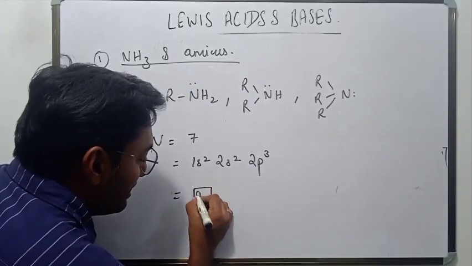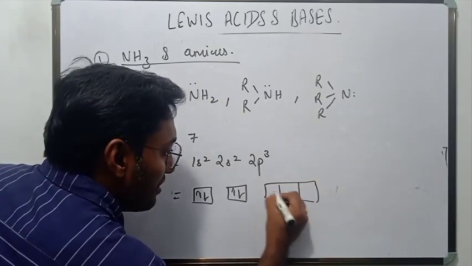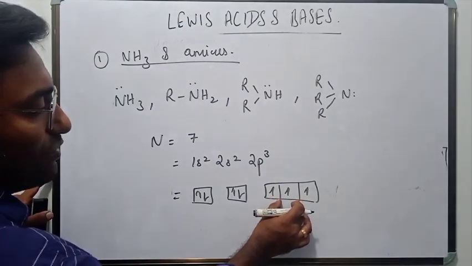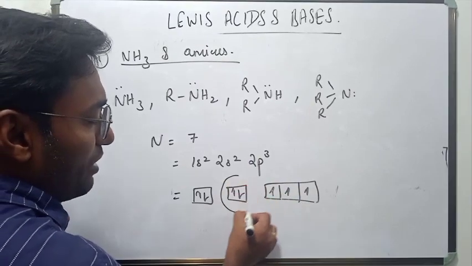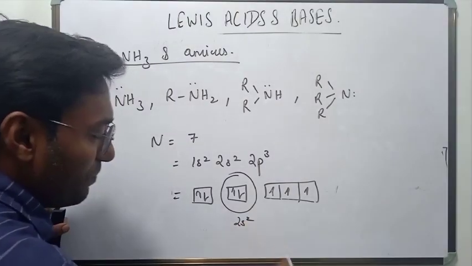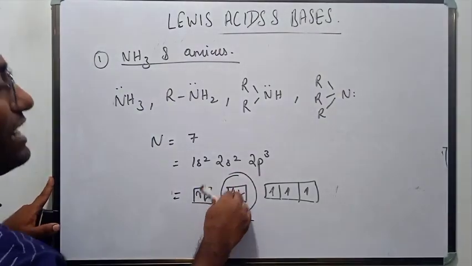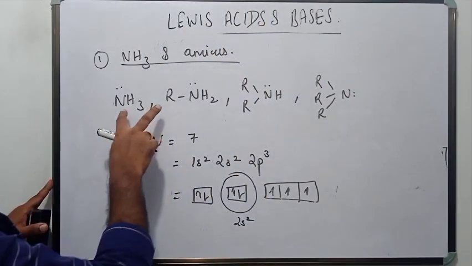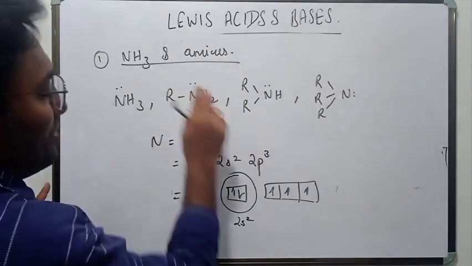Can I draw? Let us draw it and see. This is the 2s orbital. So here we can see that nitrogen has 3 valence electrons. They can take part in bonding. So there are 3 bonding electrons in nitrogen. And there is one lone pair of electrons in the outermost shell, that is the 2s2. Because it has a lone pair of electrons in the outermost shell, it can donate the lone pair, and therefore it can act as a Lewis base. Therefore ammonia, primary, secondary and tertiary amines act as Lewis bases. Why? Because they have a lone pair of electrons in the 2s2 orbital.